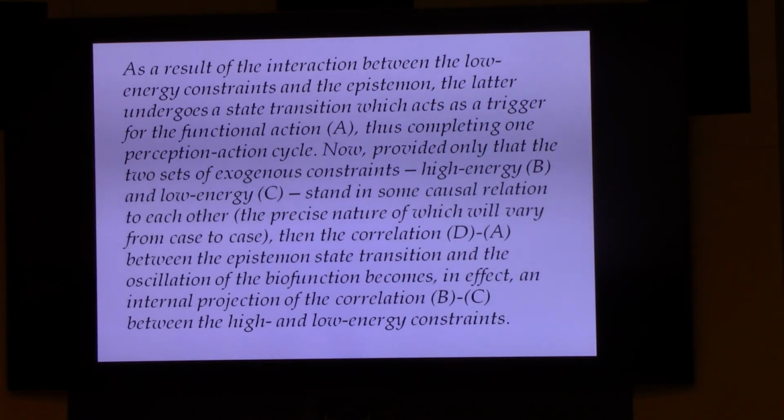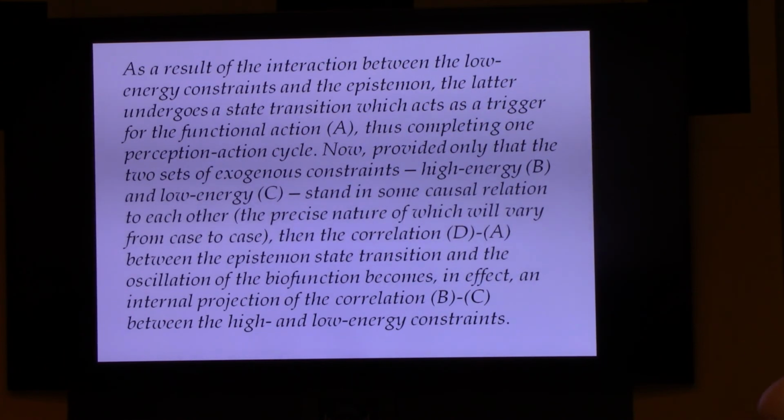I like to make those mappings myself, from his model to ours, and then I think we can get it to work. Now, provided only that the two sets of exogenous constraints, the high energy B and low energy C, stand in some causal relation to each other, the precise nature of which will vary from case to case, then the correlation D to A between the epistemon state transition and the oscillation of the biofunction, that's the functional action, becomes in effect an internal projection of the correlation BC between the high and low energy constraints.